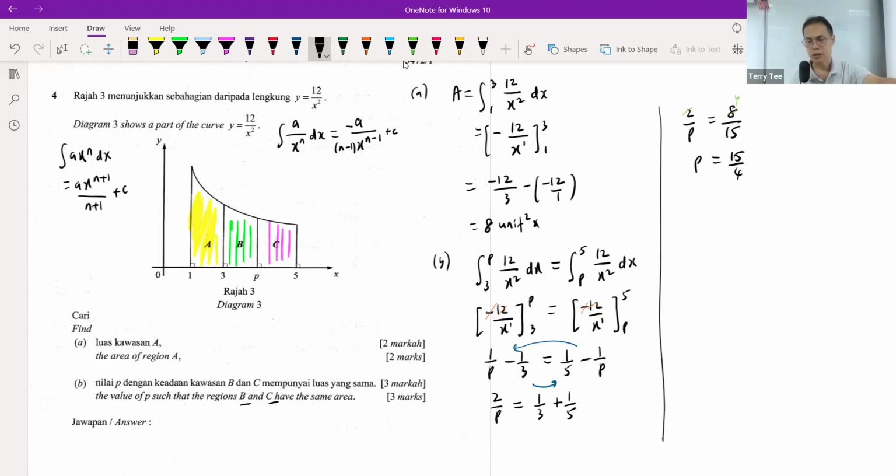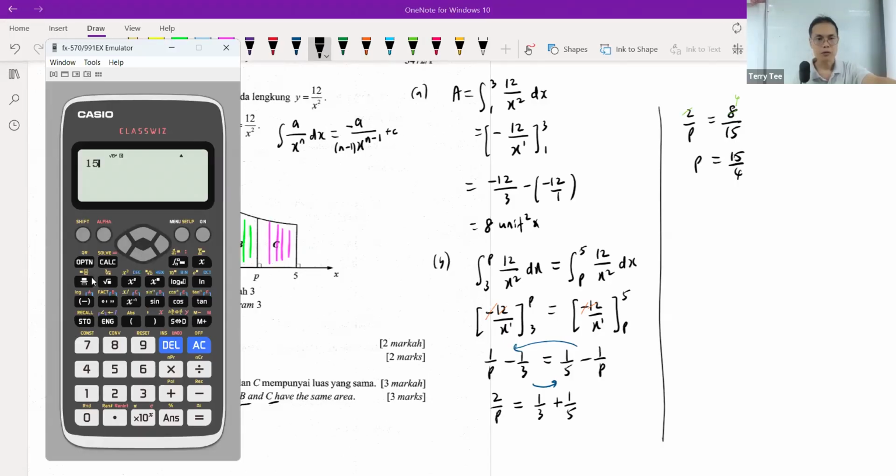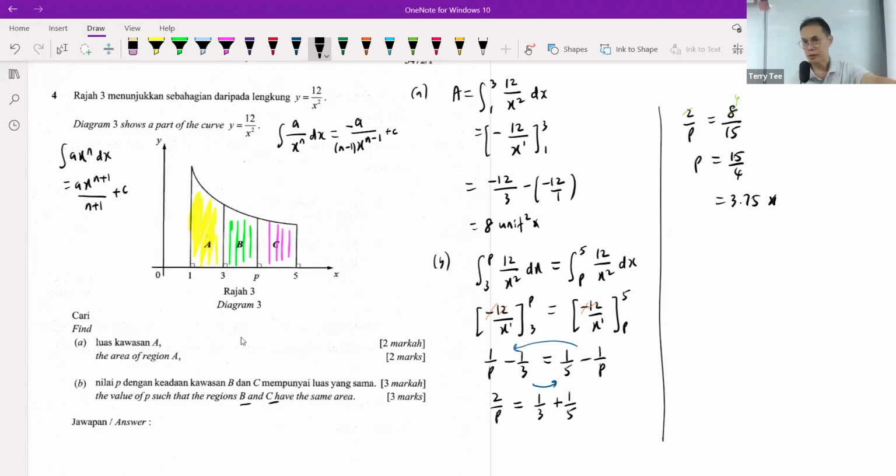If you can't do it mentally, you can use a calculator, or you can change to decimal. 15 over 4 is 3 point something, 3.75. Yeah, P is 3.75.